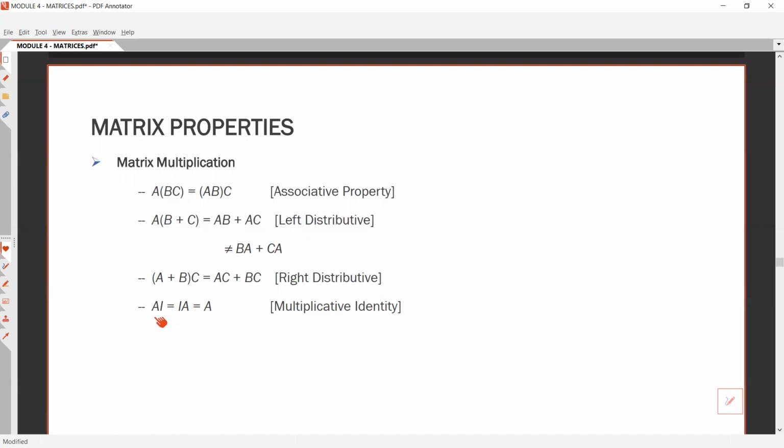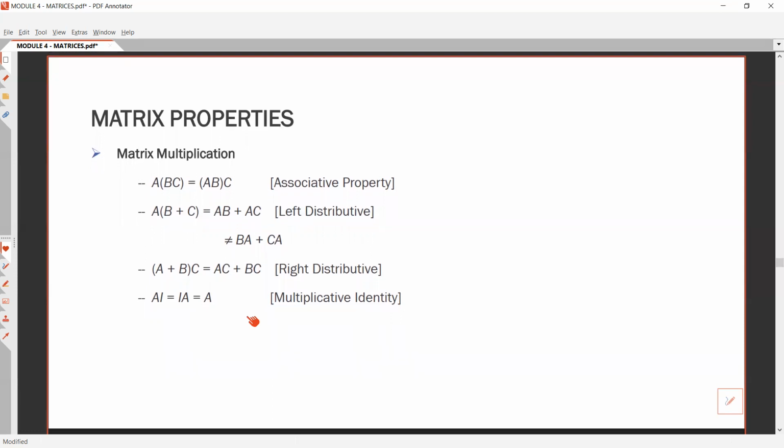Okay? Then AI for the any matrix multiplied by identity matrix is equals to identity matrix multiplied by A is equals to A then. Okay? So ito ay multiplicative identity. Okay? So that is matrix properties for multiplication.